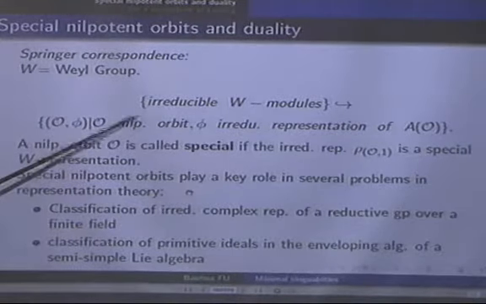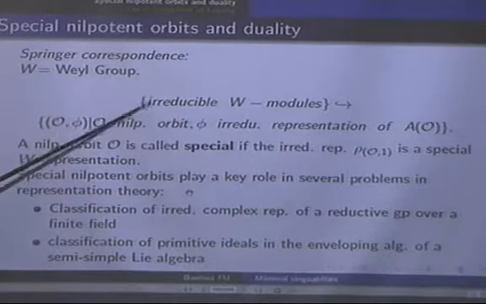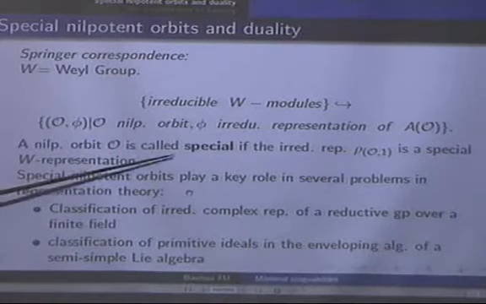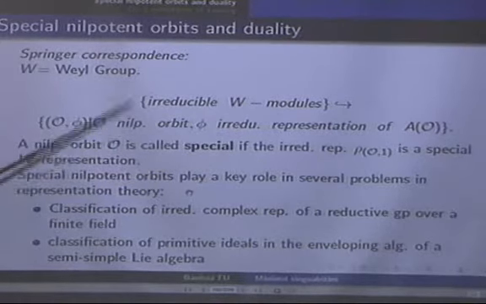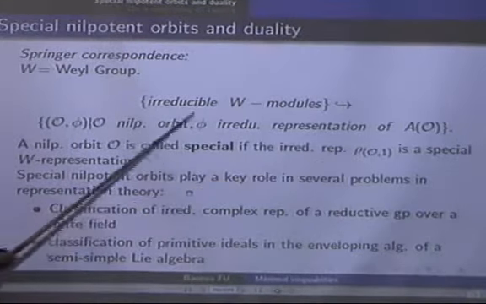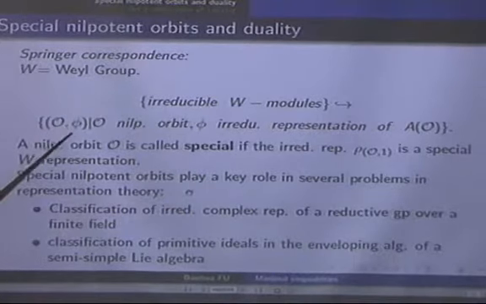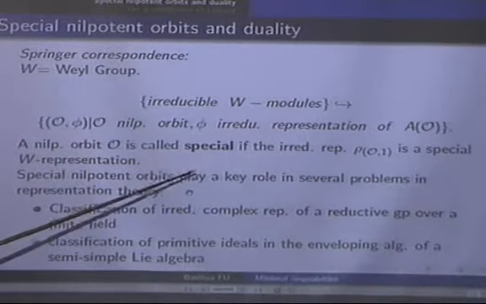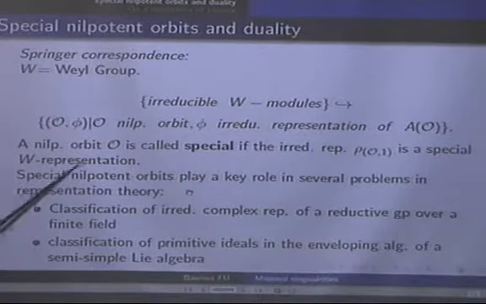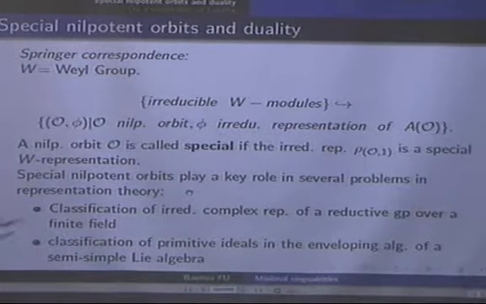But this is not surjective. However, this is just an injective map. And a nilpotent orbit is called special, this definition is due to Lusztig, if the irreducible representation phi is just the trivial representation of this component group. So this is a special W representation. I do not tell you what the special W representation means, but for examples, we know all the classifications of special nilpotent orbits.